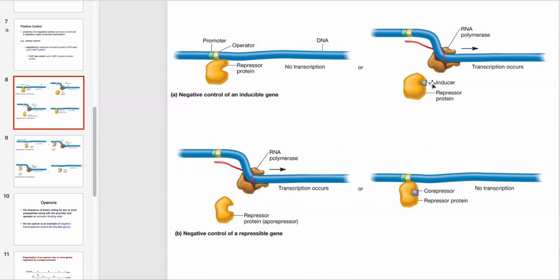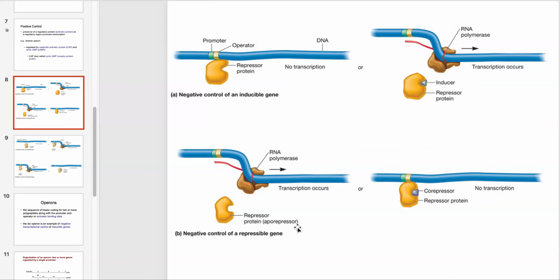However, if an inducer is present, then the repressor protein is knocked out. That allows transcription to occur. So in this particular case, the inducer could be that allolactose that I showed you in the previous slide.